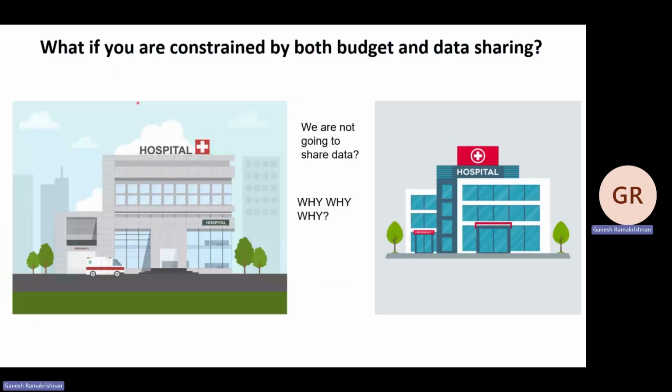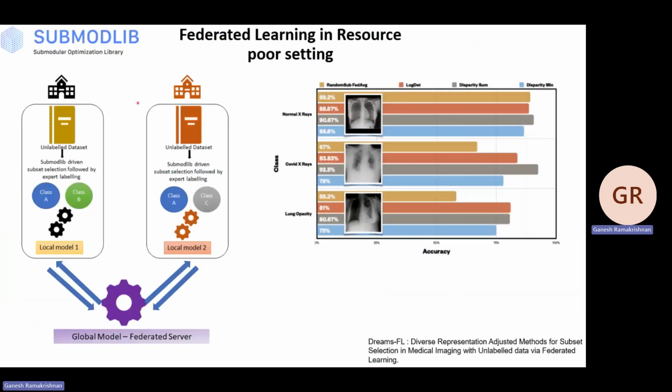Right? And then I mentioned last time that often you're not in a position even to share data. So it's a very important area of federated learning in resource-constrained settings, where you have local models, let's say one hospital's local model, another hospital's local model.